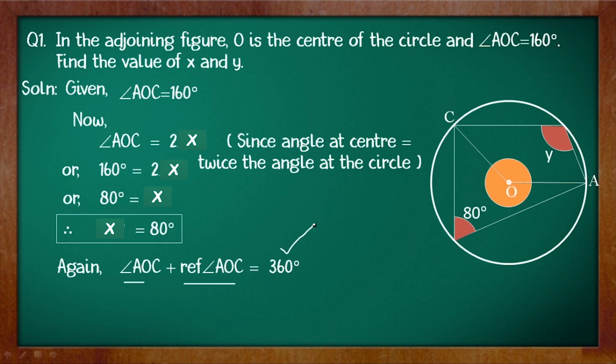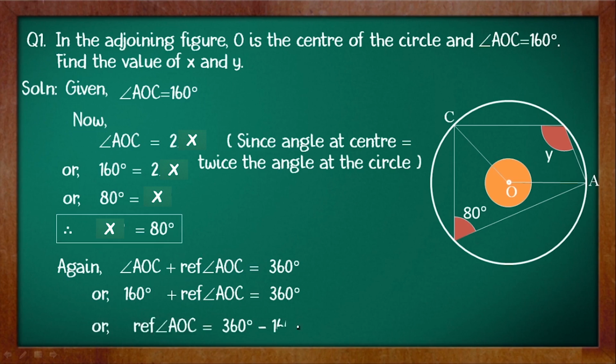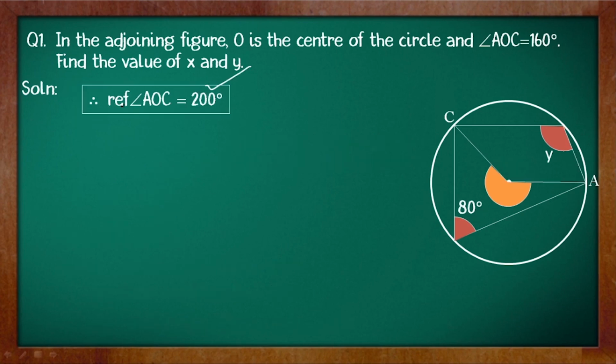So putting the value of angle AOC, we have 160 plus reflex angle AOC is 360 degrees. Taking 160 onto this side, we have the value of reflex angle AOC as 360 minus 160. So what is 360 minus 160? It is 200. Therefore, the value of reflex angle AOC is 200. Now we can see that this is the angle at the center and this is the angle at the circle. So we can write reflex angle AOC, that is this angle here, is twice angle y.